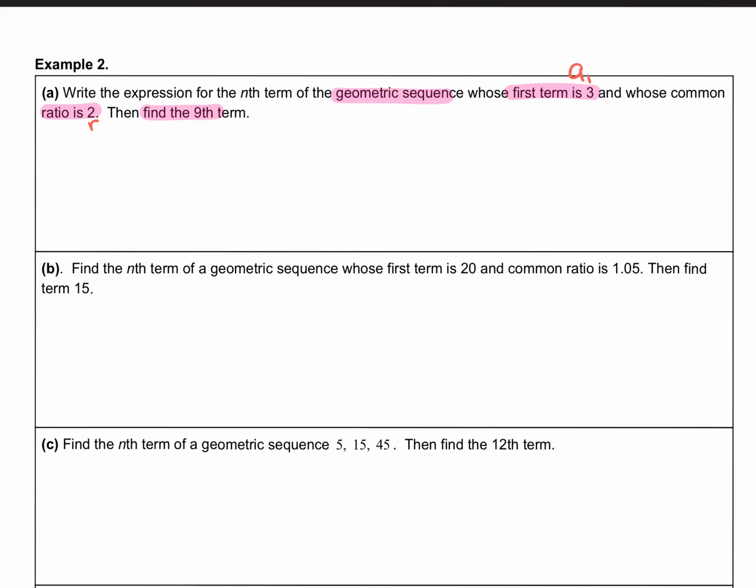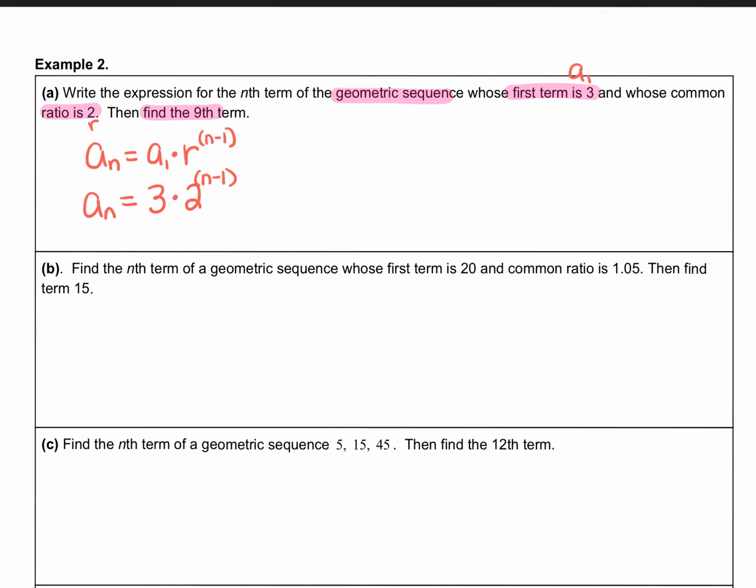That's the first step. Let's figure out a way to write the nth term. Just like we talked about a second ago, you take a1 times r to the n minus 1 power. Well, in our problem, what we're given is that r is 2 and a sub 1 is 3. So now I can actually write an expression for that sequence. I would have a sub n equals the first term, which is 3, times 2, which is our r value, raised to the n minus 1 power.